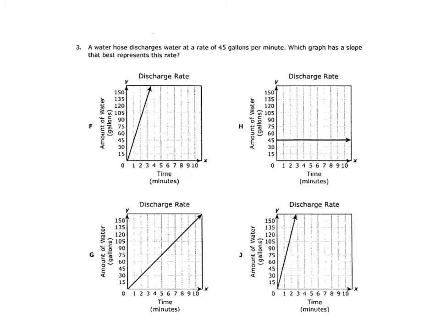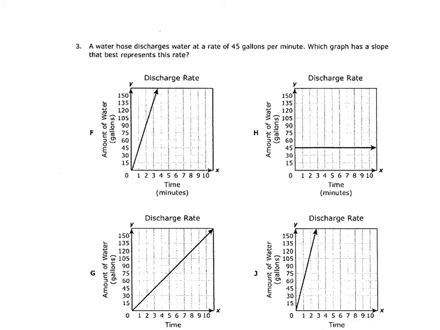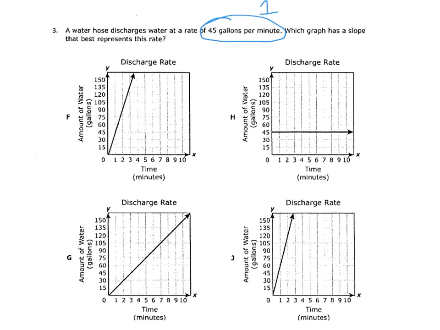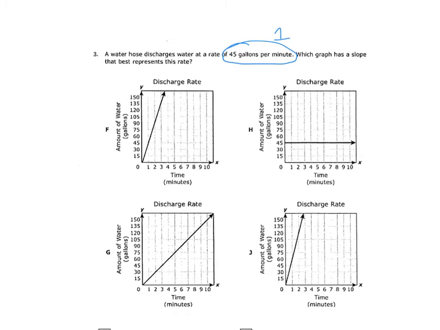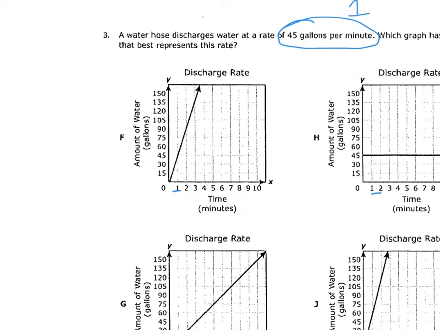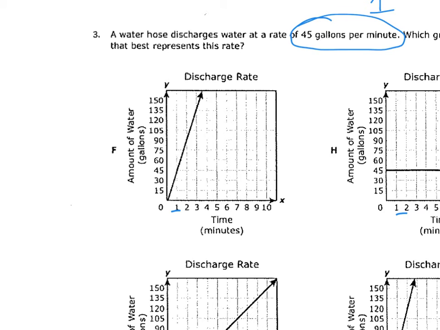So when we're looking at graphs, number 3, a water hose discharges water at a rate of 45 gallons per minute. So that's basically saying 45 gallons every 1 minute. Which graph has a slope that best represents this rate? So if it's 45 gallons for 1 minute, when we're looking at these graphs, that's what we want to find. We want to find those 2 points on our graphs. So since our x-axis is talking about the minutes, we want to find 1 on each graph. And where that 1 is, our slope line should be crossing at around 45.